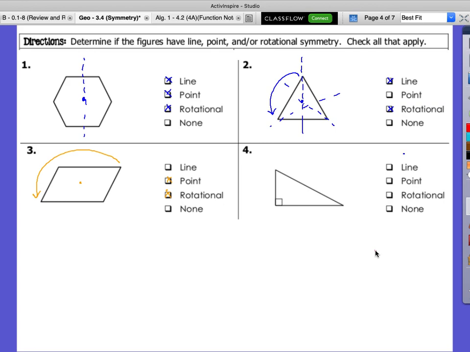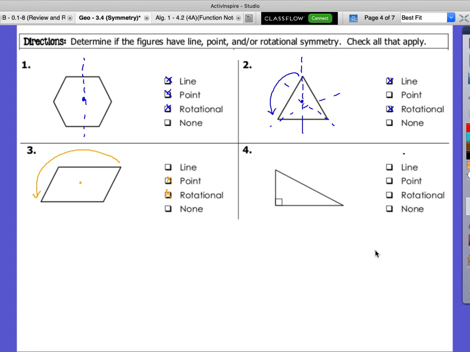Oh, with points. And the line of symmetry. I'm looking at one. Look for goals. That one. Not point.